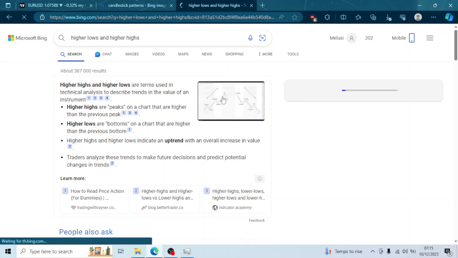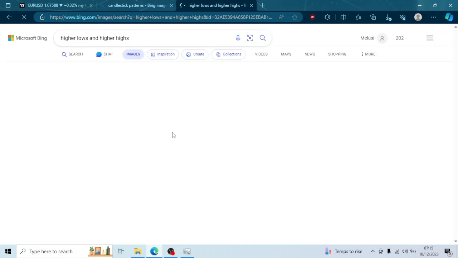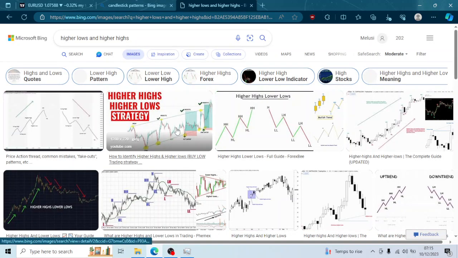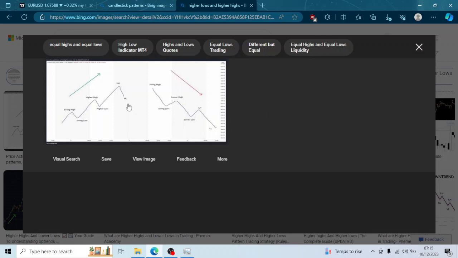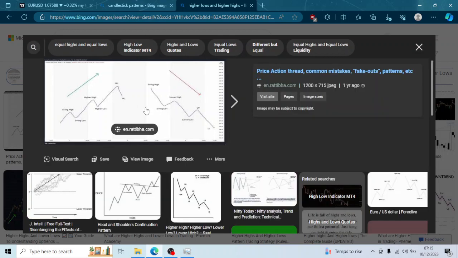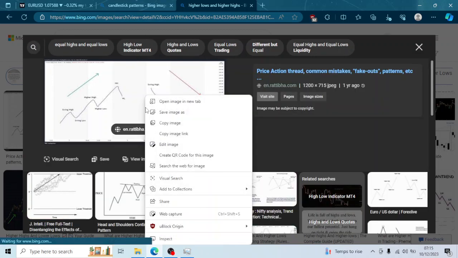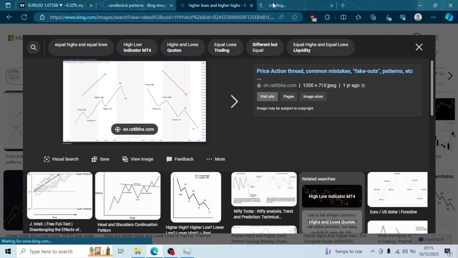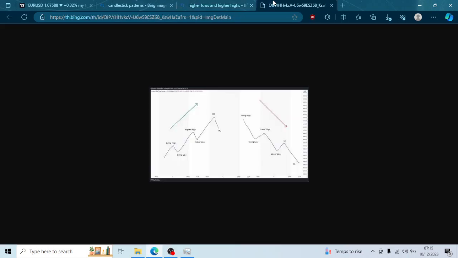We have strayed away slightly from candlesticks, but this is basics. This is just basics right here. Let's see. Oh man, I want to zoom into this thing. How do I open it again? Open image in a new tab. Let's see.